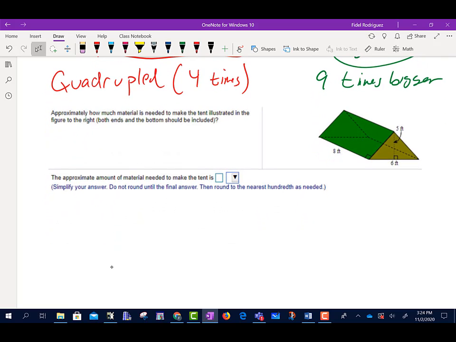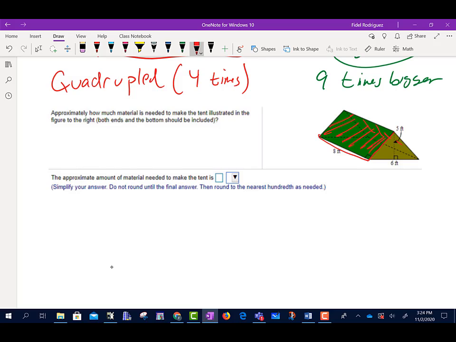So now let's take a look at this next problem. Let's see if we can figure it out. It says approximately how much material is needed to make the tent illustrated in the figure to the right? It says both ends and the bottom should be included. Okay, so let's see if we can find this piece. Remember, there's two of them. There's this one here, and there's the one over there. So I know this piece here is 8.